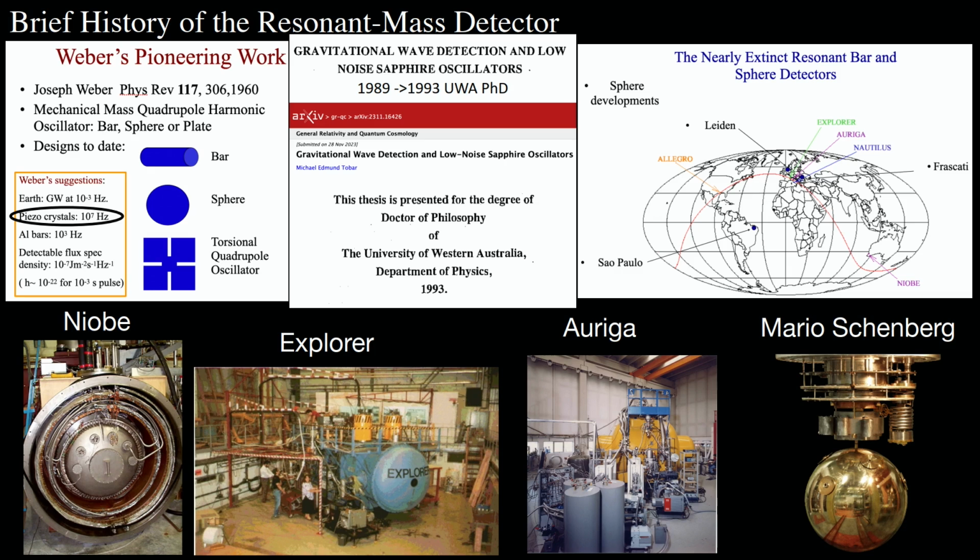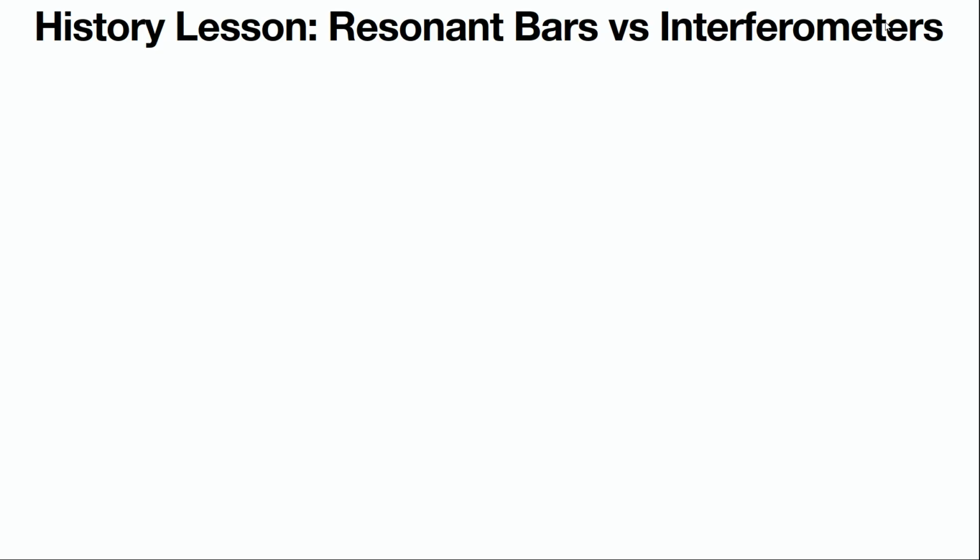And I was doing my PhD on this Niobe gravitational wave detector. I moved all the way to Perth from Melbourne because a project really interested me after doing a physics degree and an electrical engineering degree. So these were all the bars in the world, and here's a few of them. So what happened? Here's a bit of a history lesson for those I want to give.